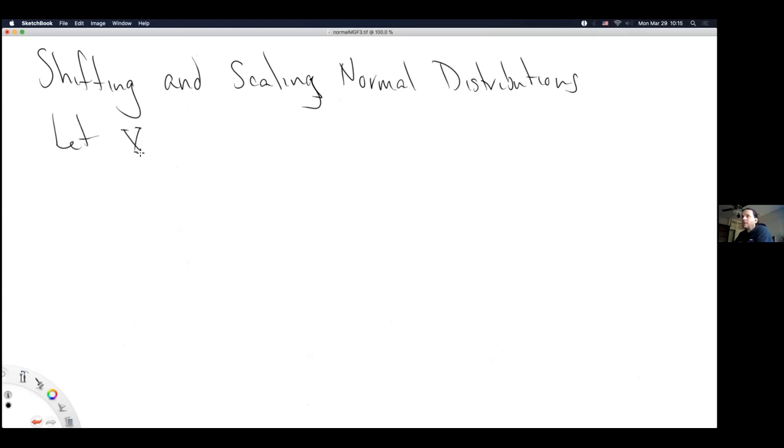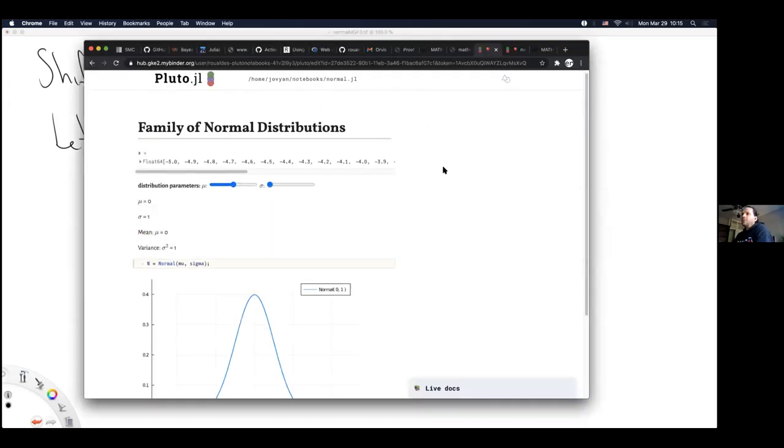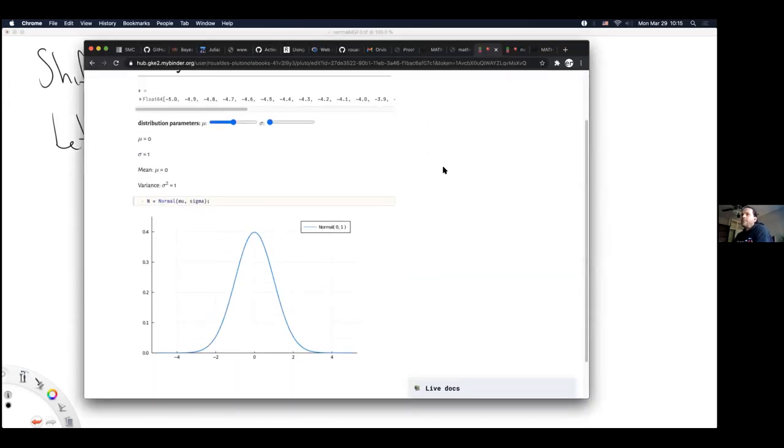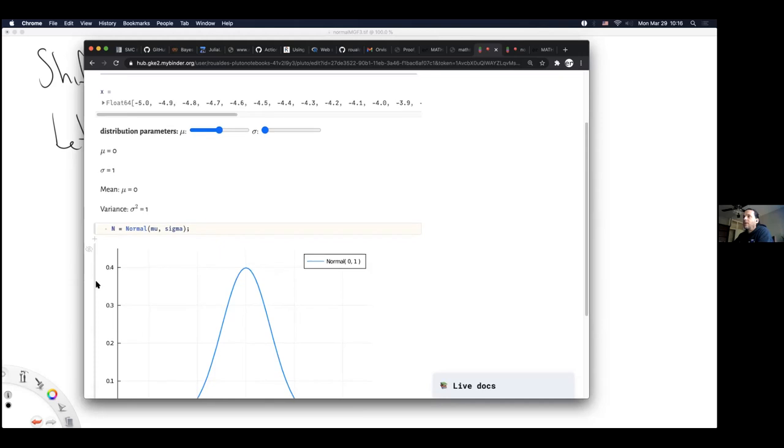Let capital X follow or be distributed as normal 0, 1. So that means we have a normal distribution and the mean is at 0 and the standard deviation is 1. So that's like something like the width at about the shoulders is 1. So if we go to that website that I pulled up earlier, it should be loaded by now, which is nice. And what I finally figured out how to create is a web page you can interact with, hosted for free.